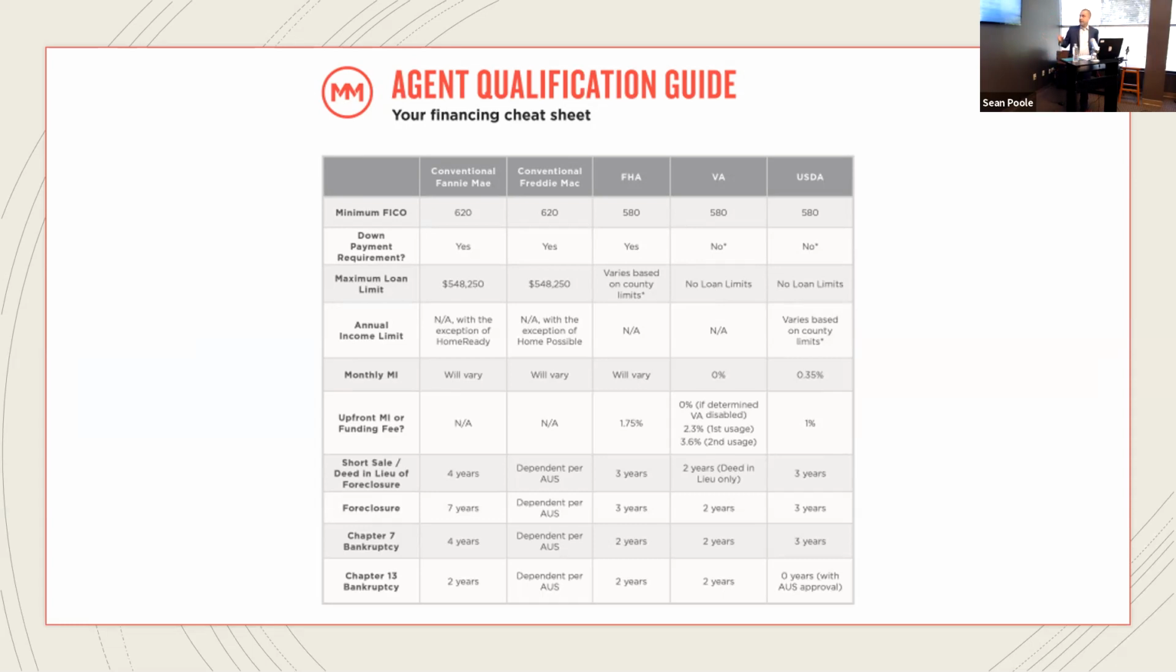And then FHA has county limits, so they're lower than $548,300. I forget the exact count of them, it's 330 some thousand. VA does not have loan limits, and the VA made a change in the last year where a veteran that has full entitlement can buy a $1 million house with no down payment. It used to be they had to bring 25% of anything over that 548,000, but now, if they have full entitlement and haven't used it on another house, there's no limit with no down payment.